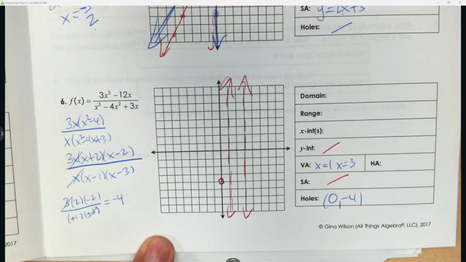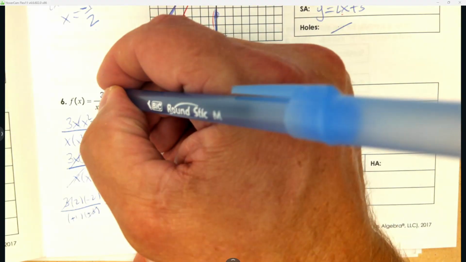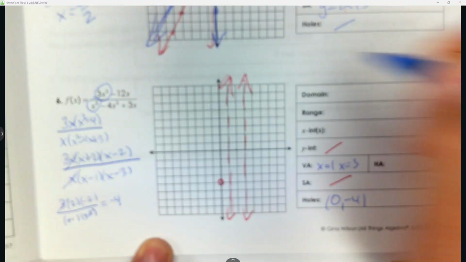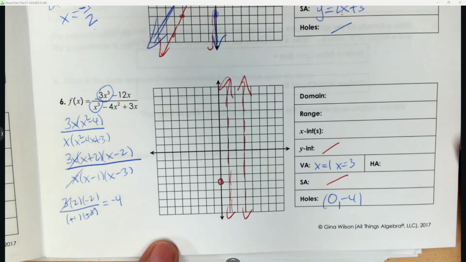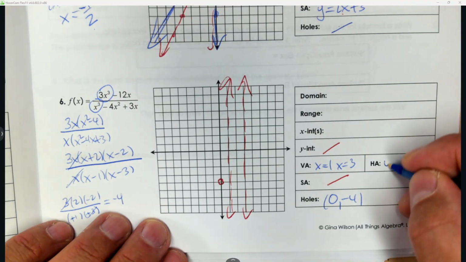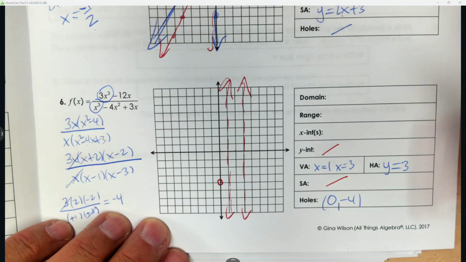We do not have a slanted asymptote. If I look at the power term on top and bottom, the exponents match. So when I divide, the answer is just 3. So I'm going to go to positive 3.